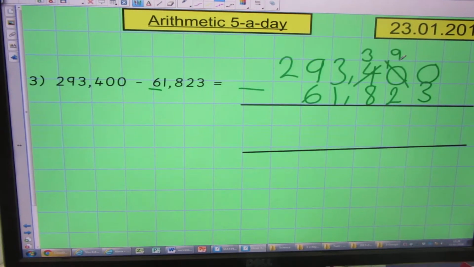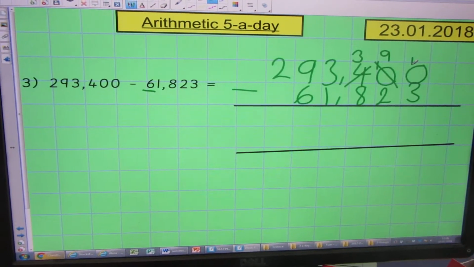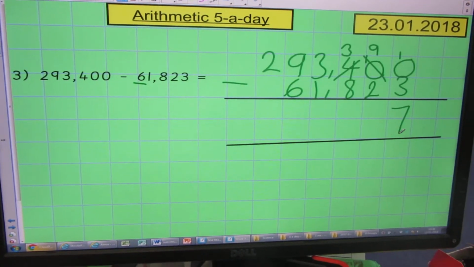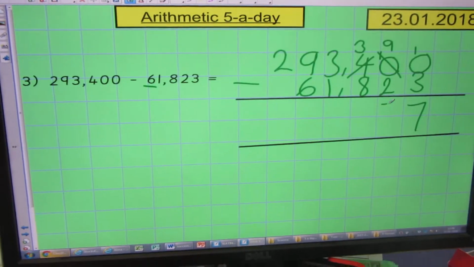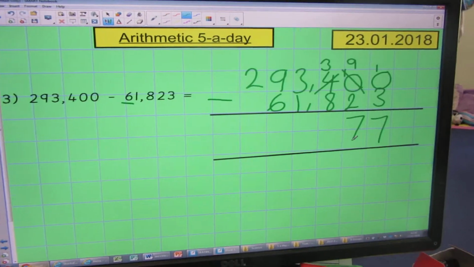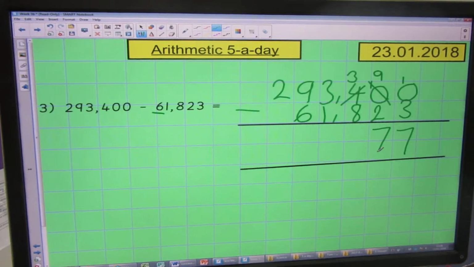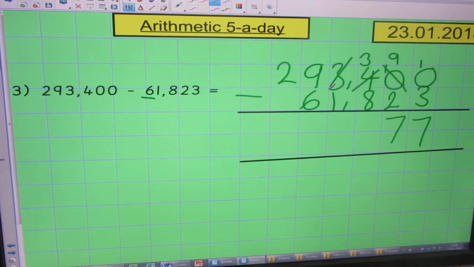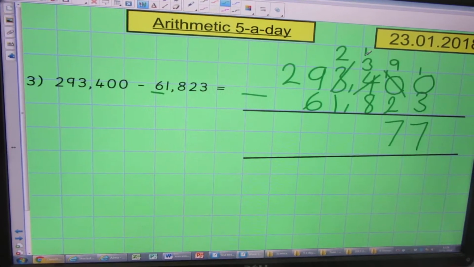We've got 9 tens, and we give our next 10 to our units column. Now we've got 10 take away 3. Toby? 7. Fantastic. We've got 9 tens, take away 2 tens. Amira? 7 tens. Fantastic. We've got 3 hundreds, take away 8 hundreds. Charlotte? You can't do so you go over to the 3 and exchange it and make it a 2. And then put a 1 over. So 8.